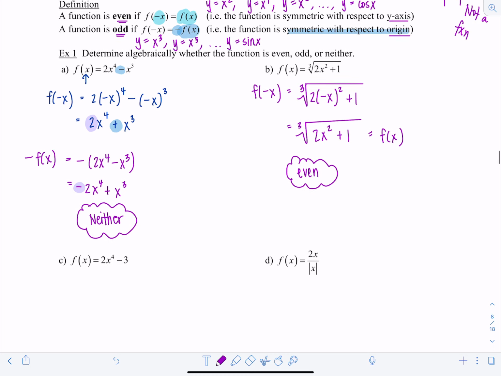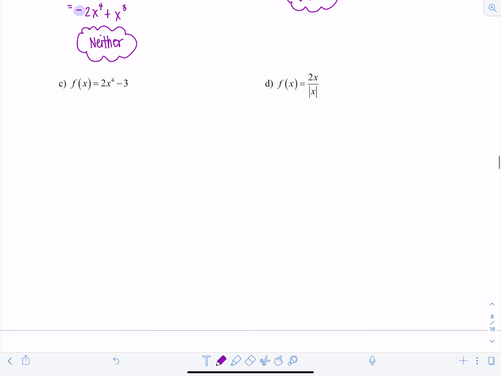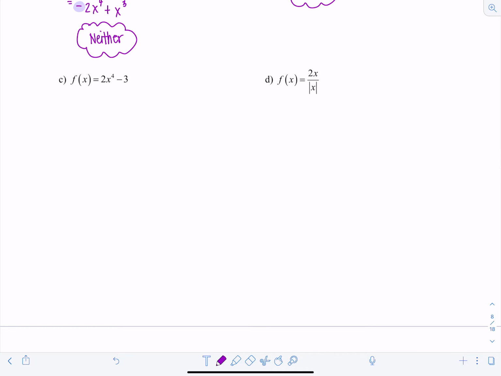All right, let's look at another example here. Example C, f of x equals 2x to the fourth minus 3. So again, you just replace x with negative x. So I have 2 times negative x to the fourth minus 3. Again, the exponent's even, so this is going to simplify to positive 2x to the fourth minus 3. Now compare this result with the original f of x, with what you started with. They're exactly the same, right? This is f of x. So by definition, what does that tell me? Yes, this function's even.